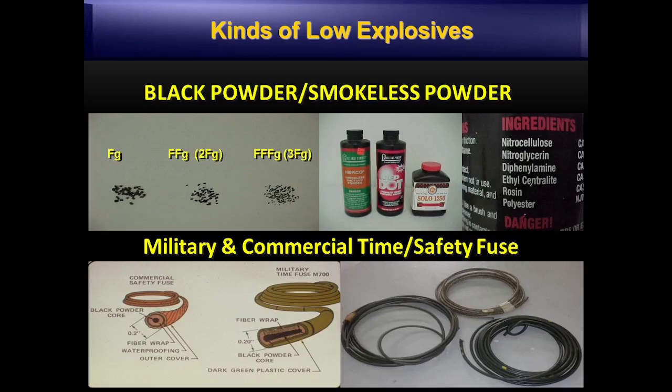So kinds of low explosives, we have black powder or smokeless powder, which looks like the images on the screen. So we have here the ingredients: nitrocellulose, nitroglycerin, diphenylamine, ethyl centralite, rosin, polyester. And we also have the military and commercial time safety fuse. Okay? So your military fuse looks like this, ha? Green ang kulay niya. Unlike your commercial fuse, ganyan, orange.